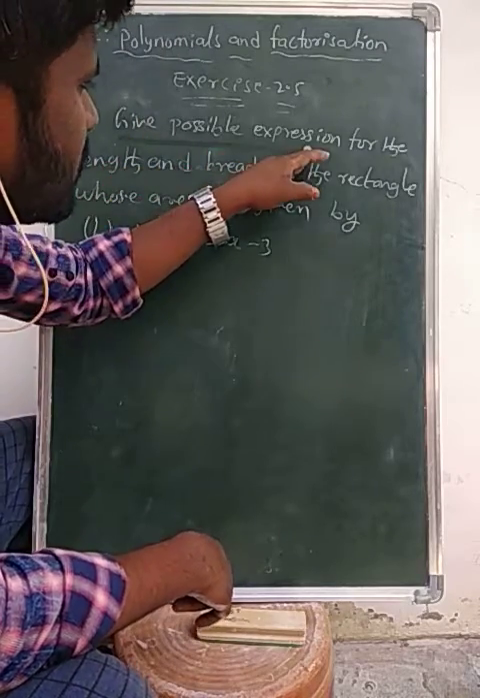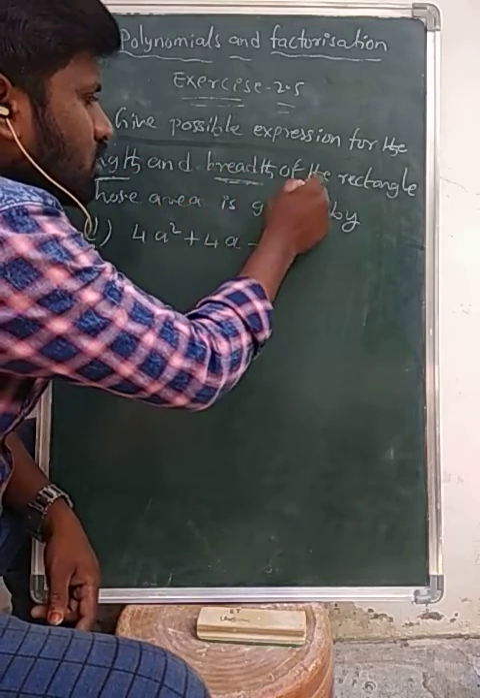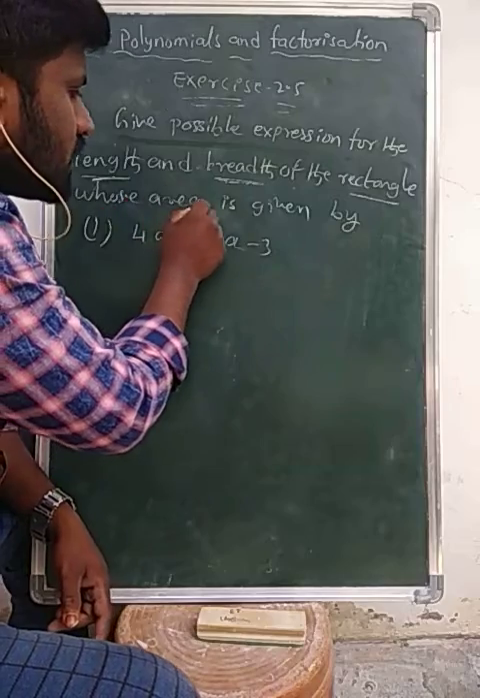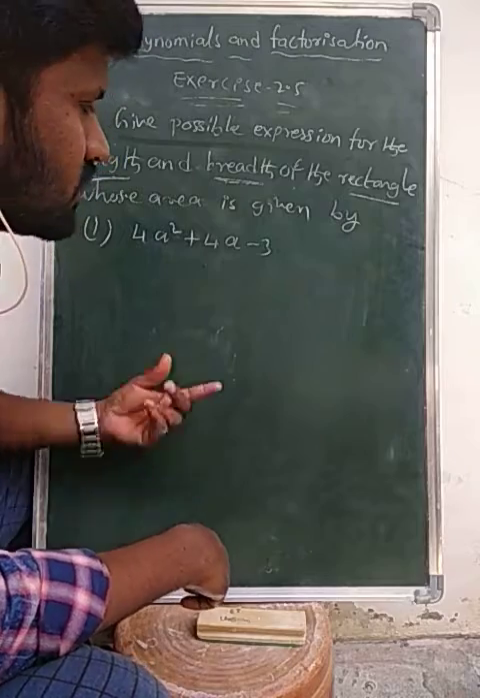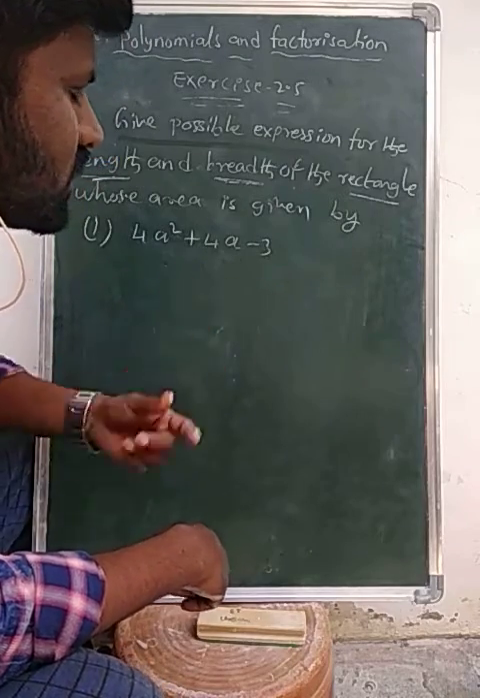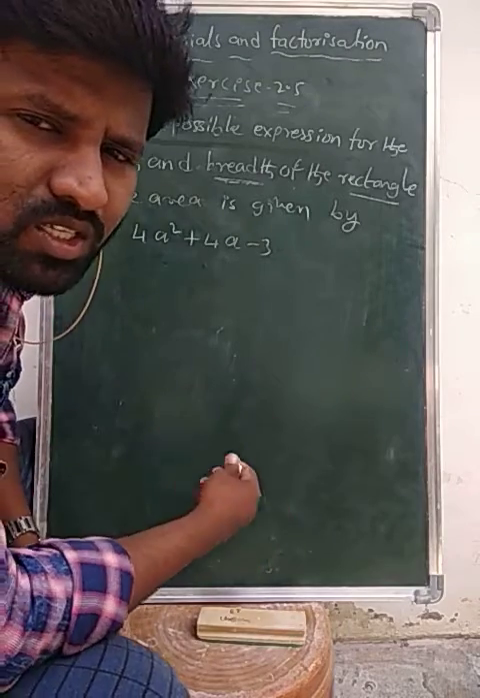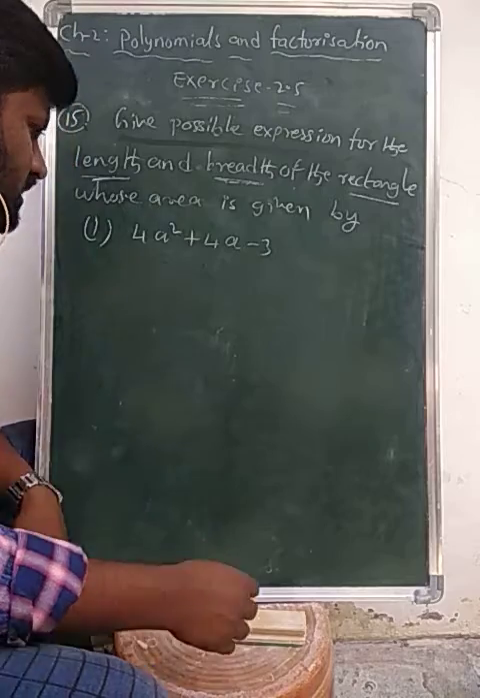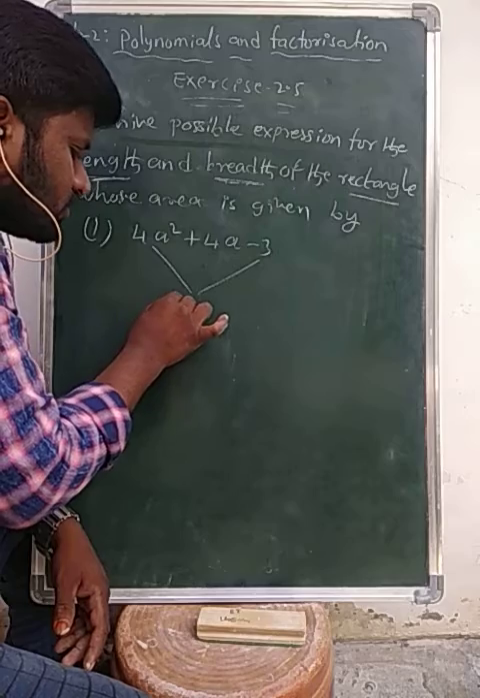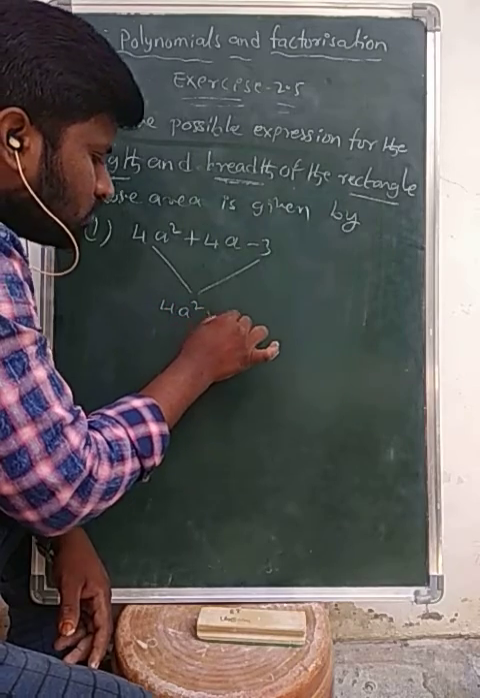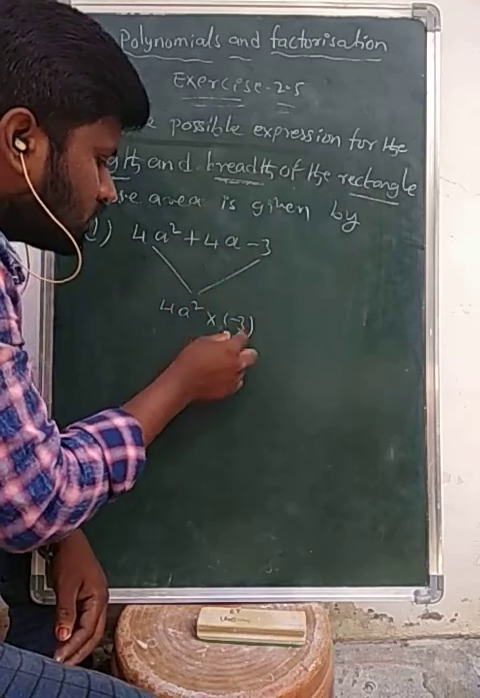Give possible expressions for the length and the breadth of the rectangle whose area is given by 4a square plus 4a minus 3. This is the area of a rectangle, so that is a quadratic expression we get here. To find the length and breadth, I am going to factorize this by splitting the middle term, 4a square into minus 3.